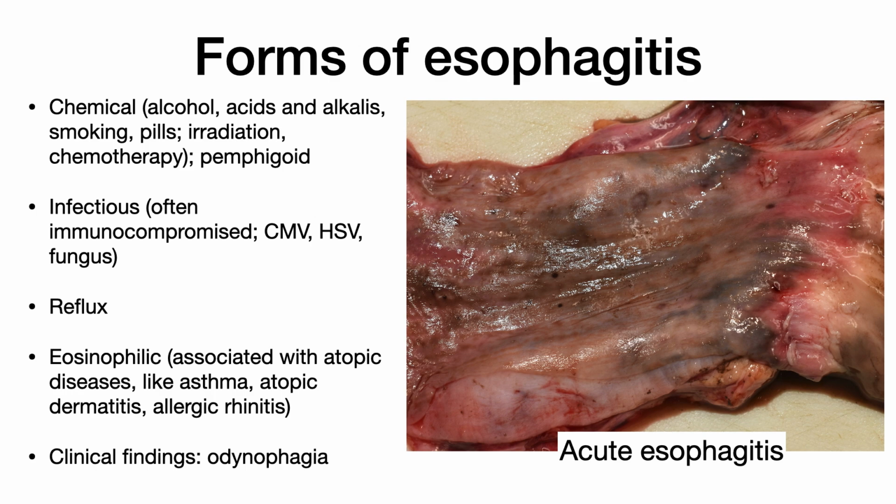Reflux. The esophagus is designed with stratified squamous epithelium to protect it as food moves down. The stomach is designed to hold acid. If that acid refluxes up, the esophagus is being exposed to something it's not normally exposed to, which can contribute to inflammation. You can see eosinophilic esophagitis, and this is associated with other atopic diseases like asthma. Clinically, you could have some degree of dysphagia, chest pain, but also odynophagia, so pain with swallowing, because if your esophagus is inflamed and food is going down it, it's going to hurt.